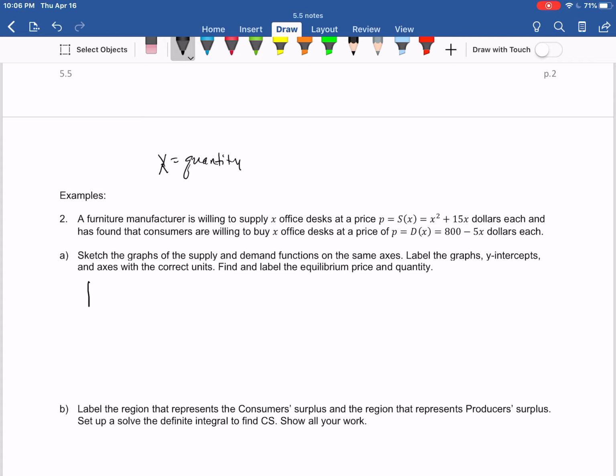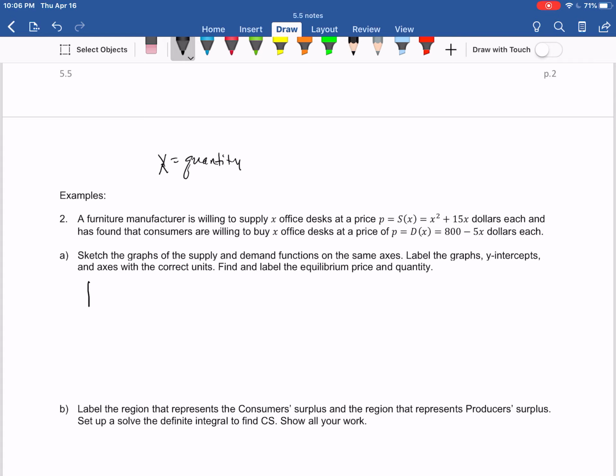The first example says that a furniture manufacturer is willing to supply X office desks at a price of P equals your supply function, X squared plus 15X dollars each. And the consumers are willing to buy X of these desks at a price of, here's your demand function, 800 minus 5X dollars each. So X stands for your quantity. X is your quantity in both contexts. X is your quantity, and that'll be true for all of the examples that we'll see. X is quantity.